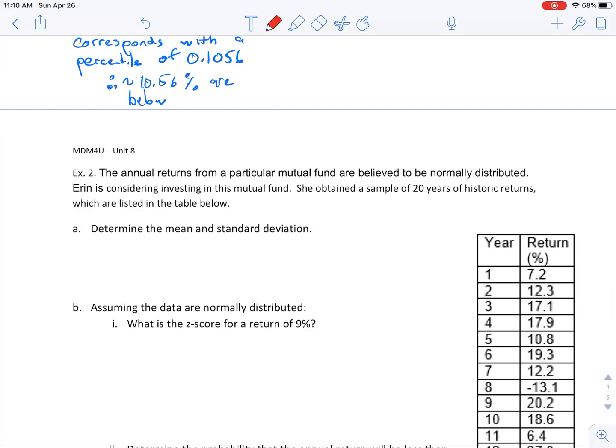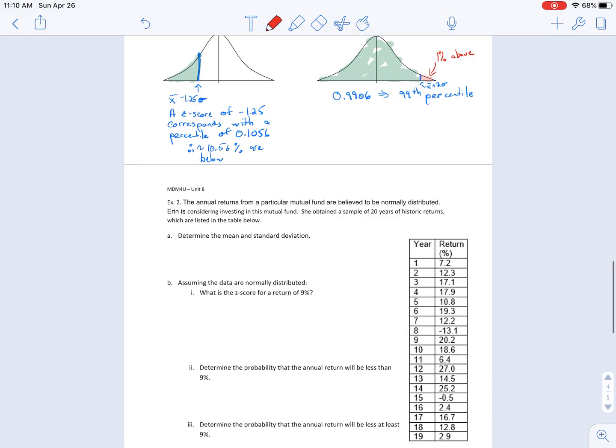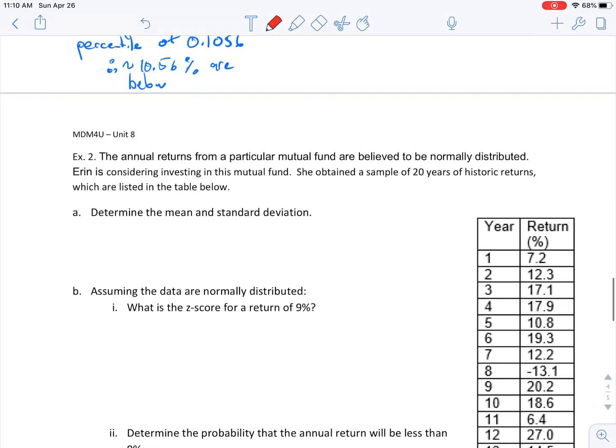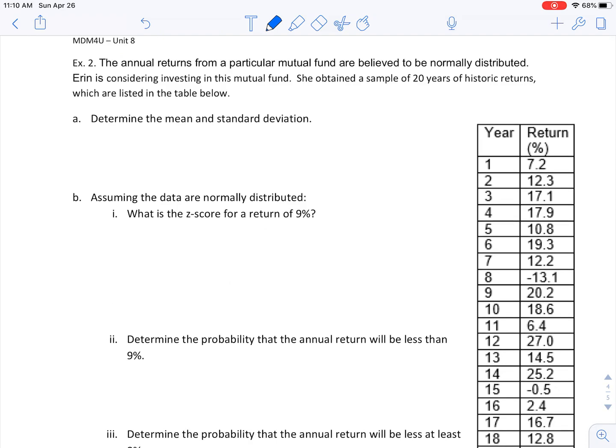Okay, so let's try a question here. This one says the annual returns from a particular mutual fund are believed to be normally distributed. So Erin is considering investing in this mutual fund. She obtained a sample of 20 years of historic returns, which are listed in this table. It says determine the mean and standard deviation.